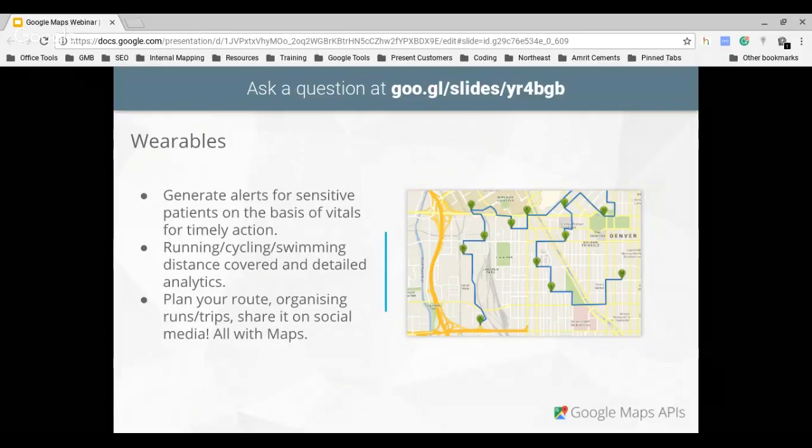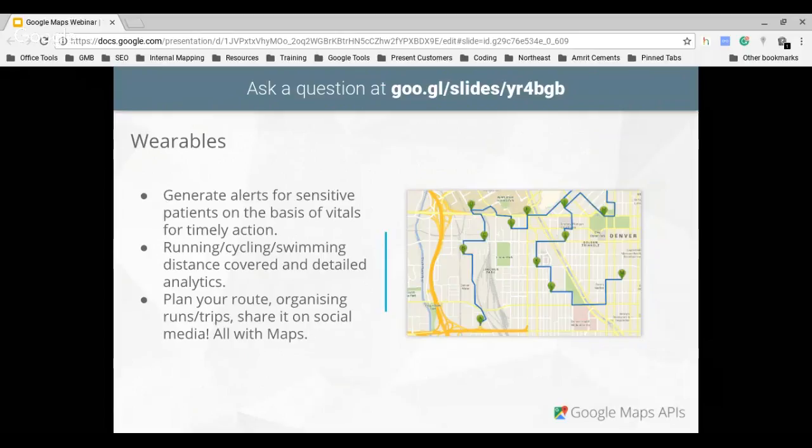Other than this, wearables are also famous in the running, cycling, and swimming circles, where people are interested in understanding the distance covered and other detailed analytics, right? Like what was the time taken for doing X number of laps and X number of kilometers, right? You can plan your route, organize runs and trips with people in your network. You can share it on social media and so on. All of this with the help of Google Maps, right?